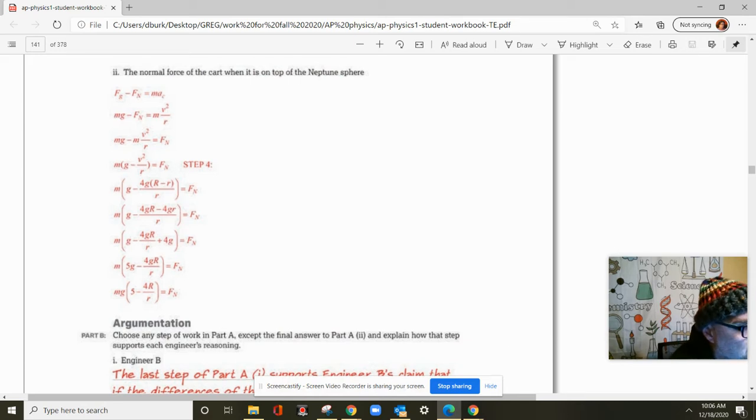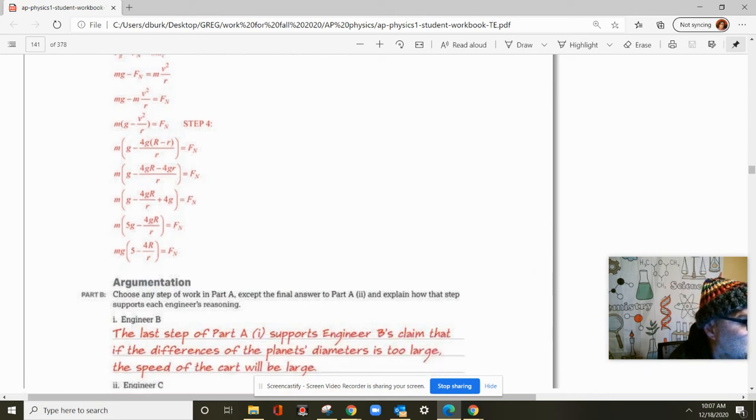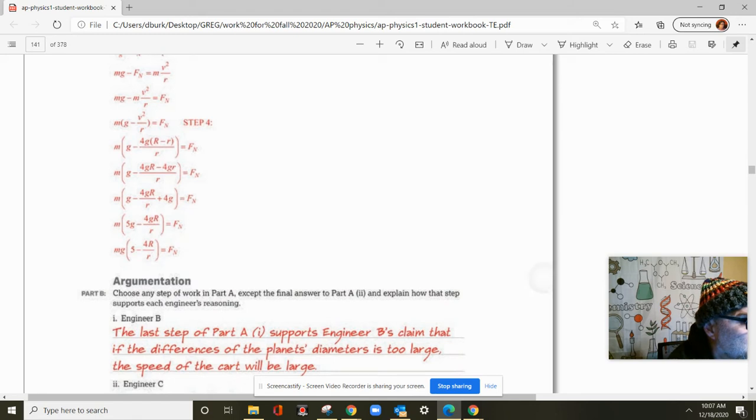The normal force of the cart when it's on top of the Neptune sphere. So the net force, which is the force of gravity minus the normal force, is equal to the centripetal force. Centripetal force is mv squared over r. Force of gravity is mg. We can't cancel the m's because normal force is what we're looking for. So we swap things around so the normal force is by itself. And then we distribute the m out.